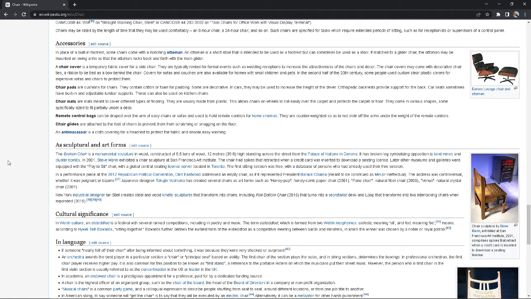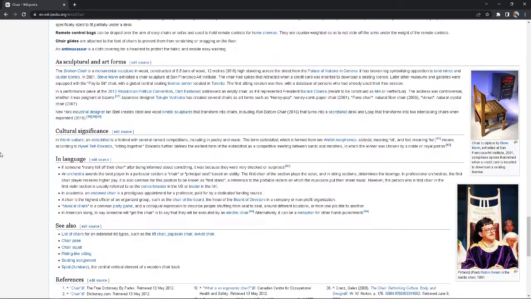Remote control bags can be draped over the arm of easy chairs or sofas and are used to hold remote controls for home cinemas. They are counterweighted so as to not slide off the arms under the weight of the remote controls. Chair glides are attached to the feet of chairs to prevent them from scratching or snagging on the floor. An antimacassar is a cloth covering for a headrest to protect the fabric and enable easy washing.